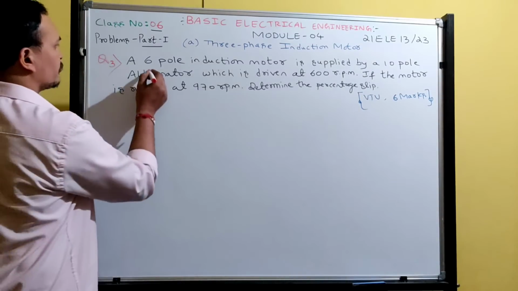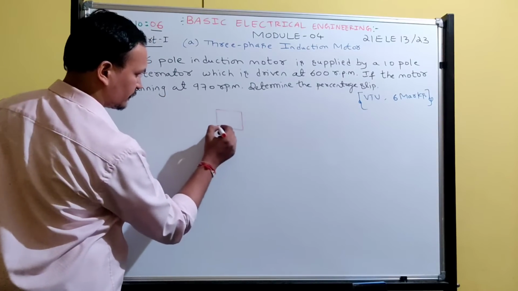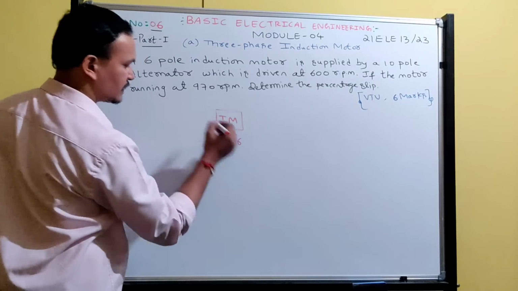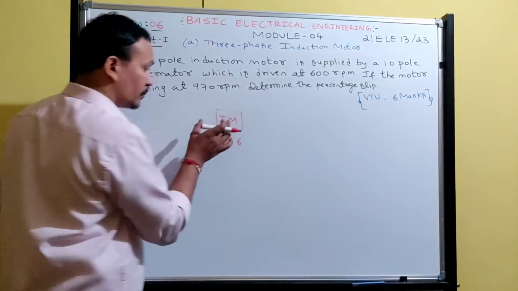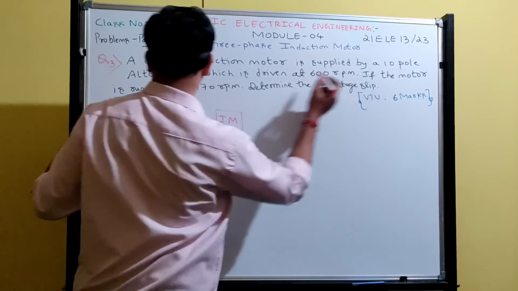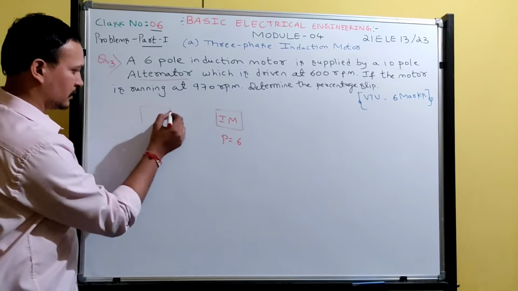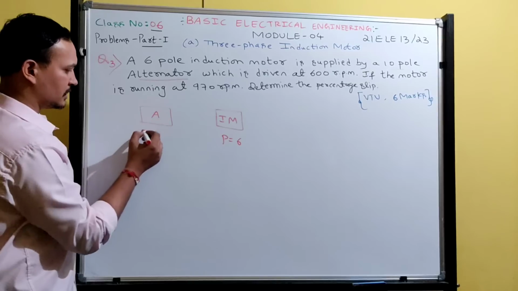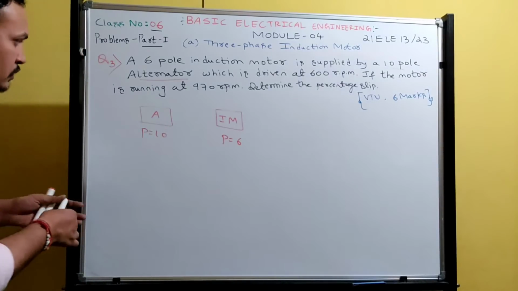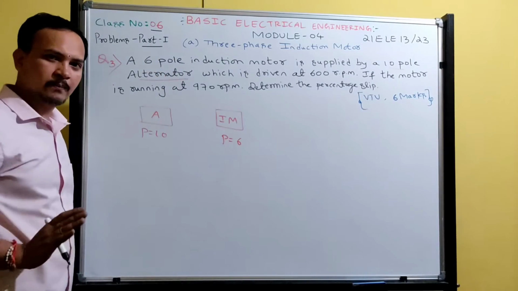They have given a 6-pole induction motor. There is an induction motor, how many poles? 6 pole. This induction motor is supplied by a 10-pole alternator. There is an alternator, having how many poles? 10-pole alternator. Then you are thinking, why is an alternator given in the induction motor topic?